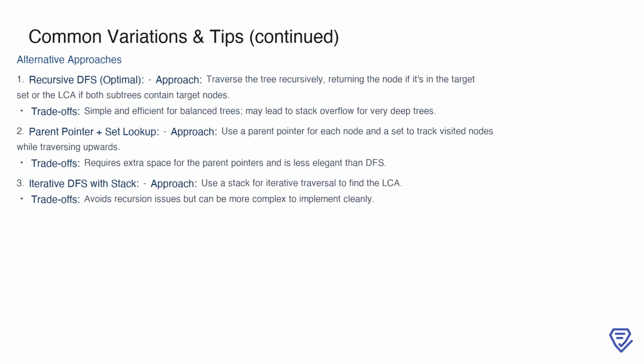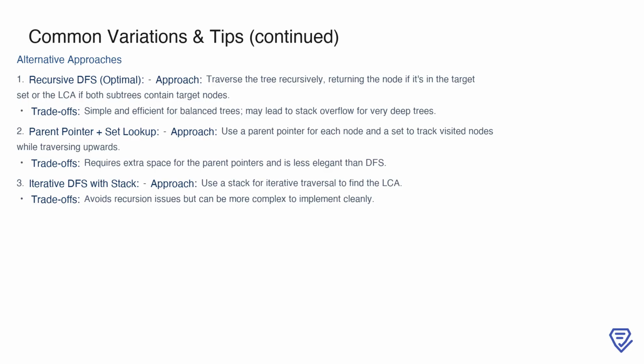There are a few alternative approaches to consider, each with its own trade-offs. The most common and optimal method is using recursive DFS. In this approach, you traverse the tree recursively and return the current node if it's in the target set. If both subtrees contain target nodes, the current node is identified as the LCA. While this method is simple and efficient for balanced trees, it can lead to stack overflow in deeply nested trees due to recursion depth.